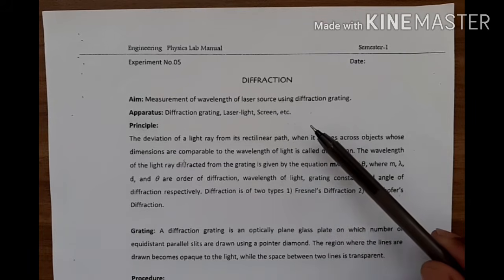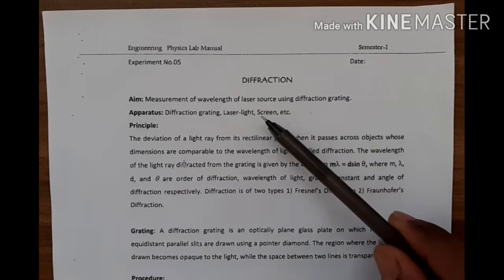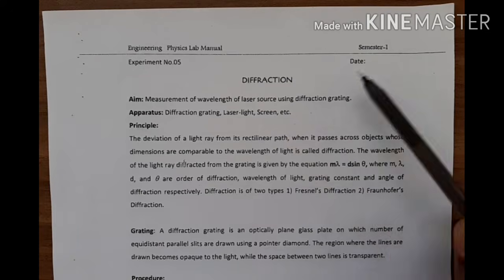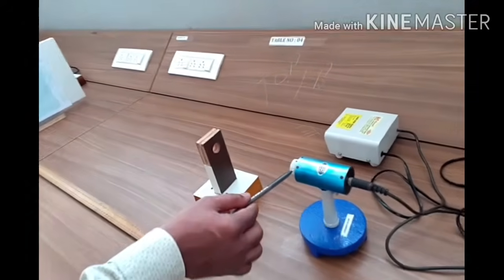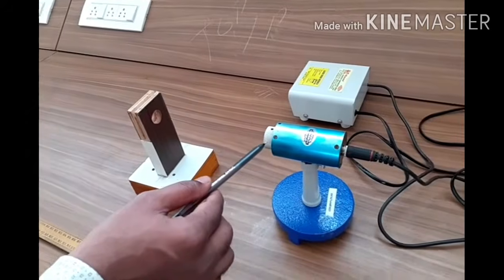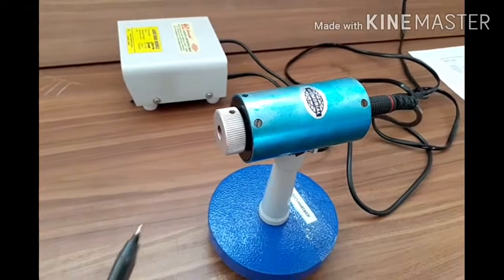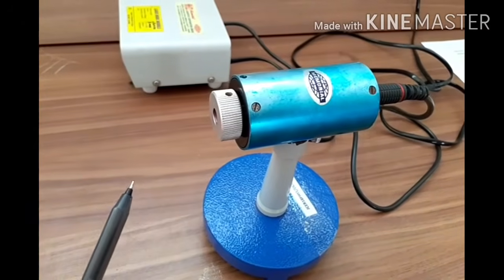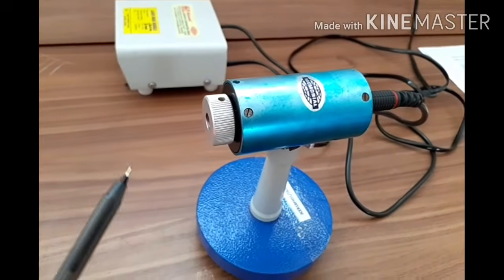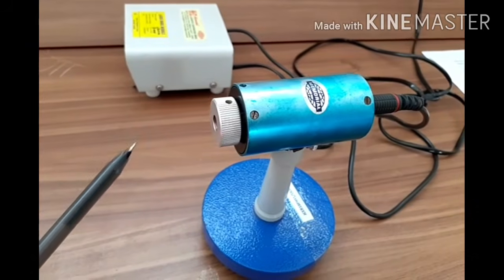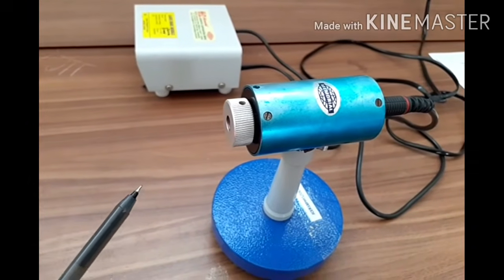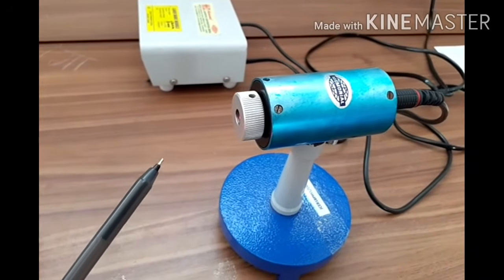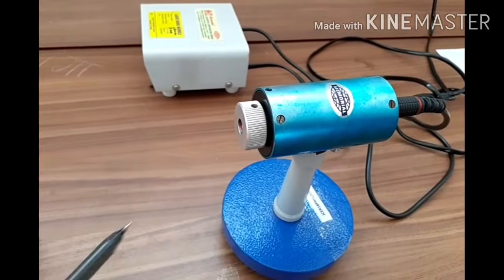The given apparatus are diffraction grating, laser source, screen, stand and other apparatus. This is the laser source, a semiconductor laser, or we can say a PN junction laser. Here we should take a very important precaution: we should not look at this laser beam, otherwise it will damage our retina. We should not look at the beam which is coming out from this point.